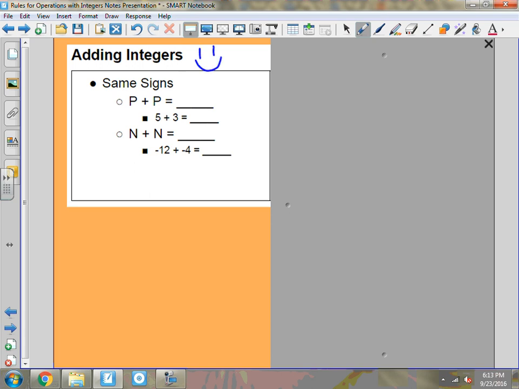They're simple. So the rules are, if the signs are the same, positive plus positive, you end up with a positive number. For example, 5 positive plus 3 positive would give me 8 positive. Negative plus negative is always going to give me negative. So negative 12 plus a negative 4, all grouped together, is going to give me negative 16. There are no zero pairs, so everything ends up being the same sign.